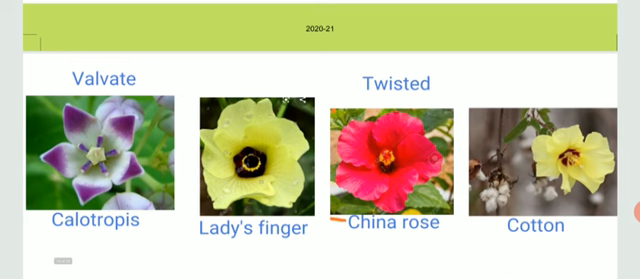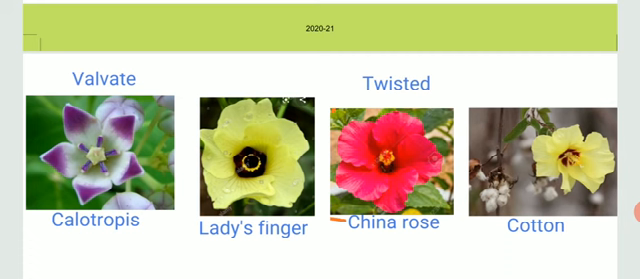So you can simply see this Calotropis, and they have beautiful colored flowers, purple, dark or light orange. You can see that the petals are beautifully colored and they are not overlapping any of the petals, and the one margin is connected to the other. This kind of aestivation is called valvate aestivation.